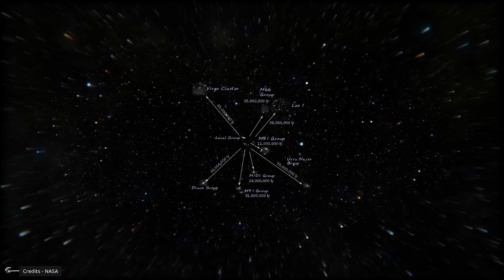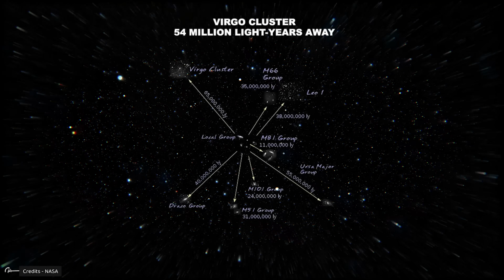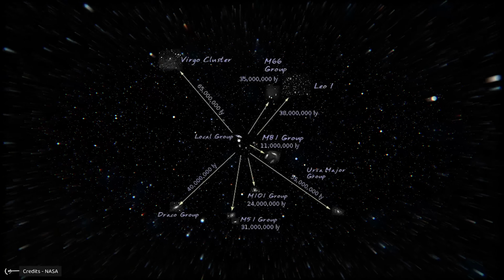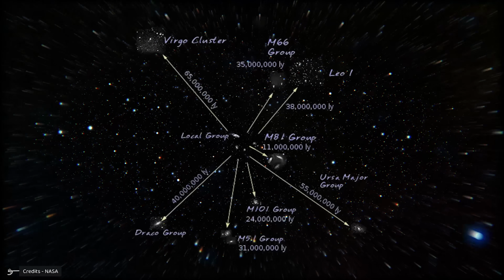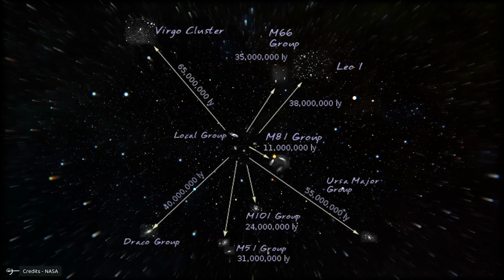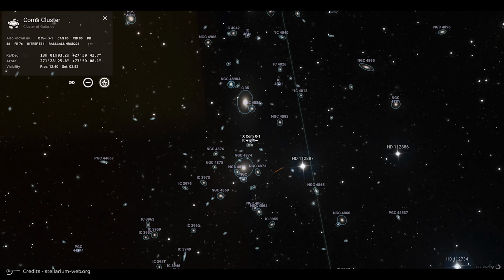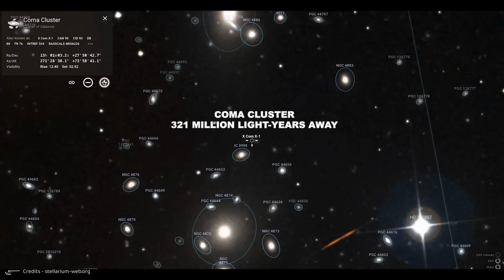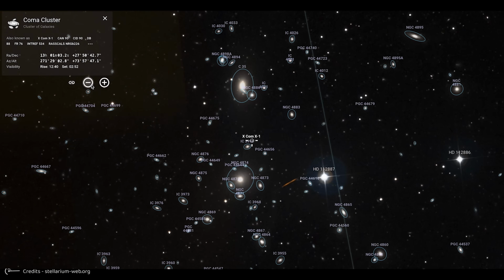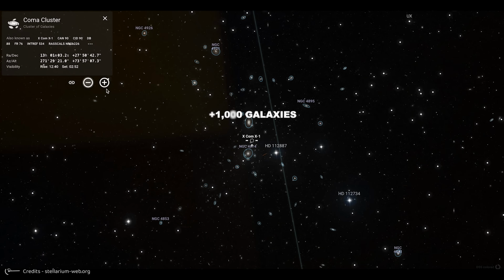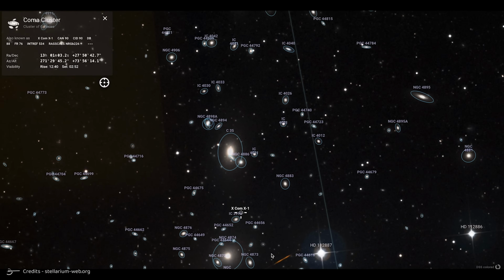One of the first large structures we encounter is the Virgo Cluster, about 54 million light-years away. A vast concentration of galaxies containing Virgo A, a supermassive elliptical galaxy whose gravity dominates the entire region. Continuing much farther, we reach the Coma Cluster, located about 321 million light-years away. This colossus contains more than 1,000 galaxies and represents one of the densest regions in the nearby universe.